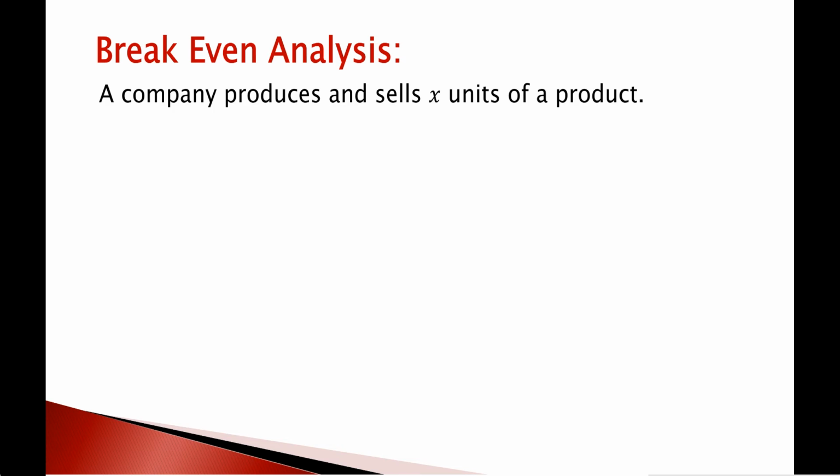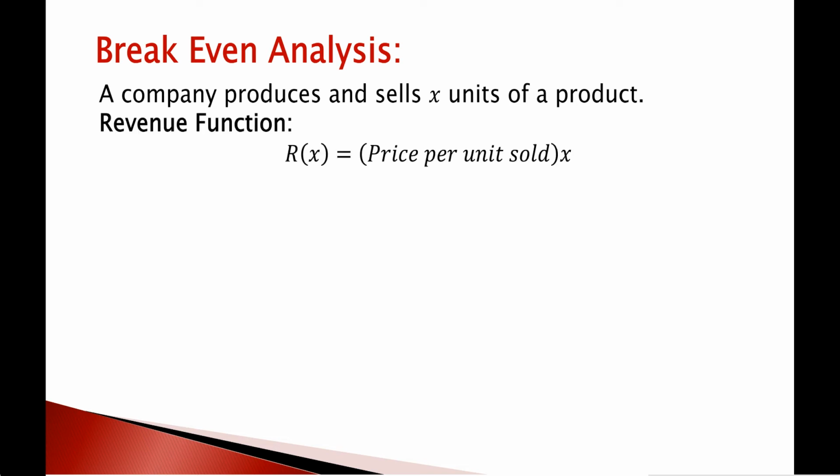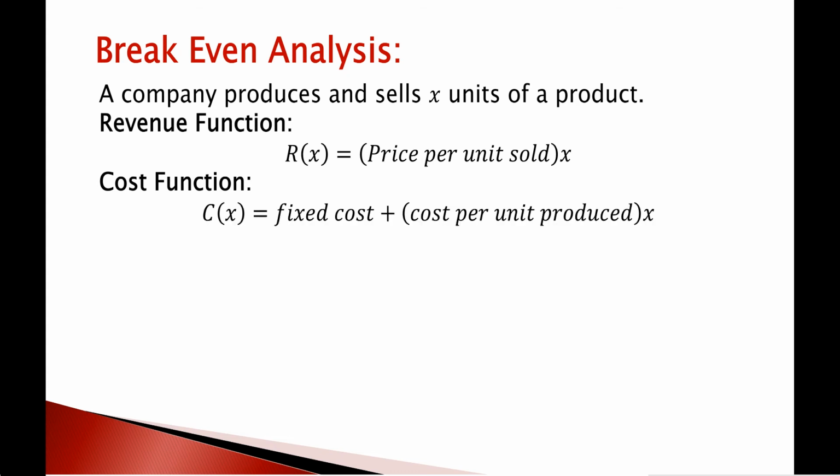Break-even analysis. Suppose a company produces X number of products and also sells X number of products. If I want to find a revenue function, this is my formula: R of X is equal to price per unit sold times X. X is the number of products, and price per unit sold is the selling price of 1 unit of this product. I can also generate my cost function, and this is the formula.